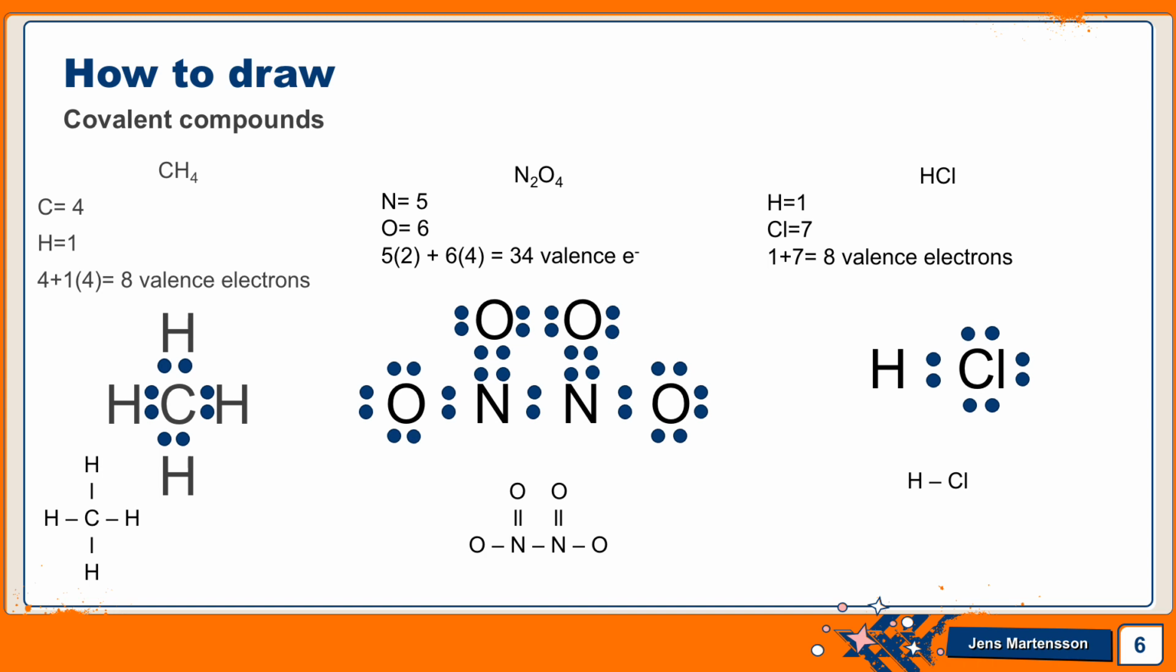And lastly, we have hydrochloric acid. Both are nonmetals, 8 valence electrons to work with, and hydrogen is going to share its electrons with chlorine. This creates a single bond and satisfies our octet rule.